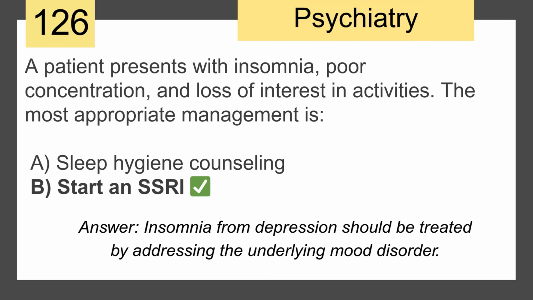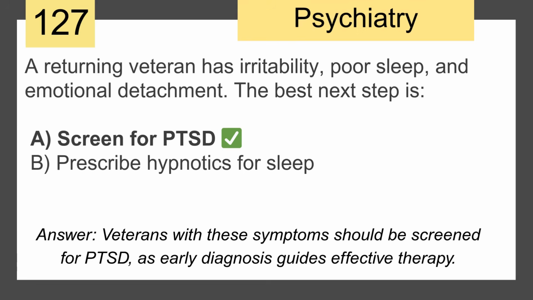Question 126. I guess I skipped to 125. A patient presents with insomnia, poor concentration, and loss of interest in activities. The most appropriate management is to start an SSRI. We don't treat the insomnia until we treat the depression, because once the depression resolves, their insomnia will likely improve on its own. Question 127, a returning veteran has irritability, poor sleep, and emotional detachment.